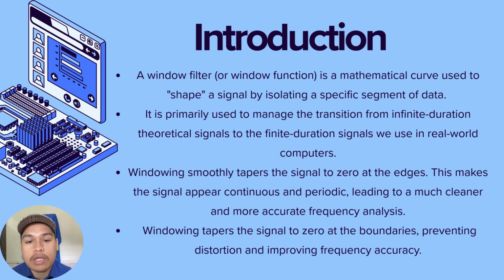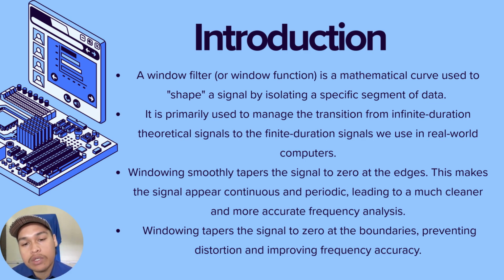So we can't look at everything at once. So we have to isolate a specific segment of the data to analyze it. That's what a window filter does. It defines the boundaries of what we are looking at.